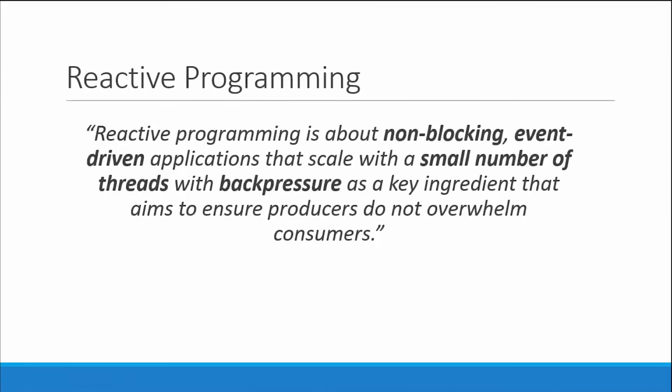Reactive programming is all about handling data streams in a non-blocking manner, using a small number of threads, and handling back pressure overload. Back pressure means that there's a producer and a consumer. The producer can produce data at a certain rate, but the consumer can't consume that data at that rate. So we should have a mechanism to control that, and that is called back pressure handling.